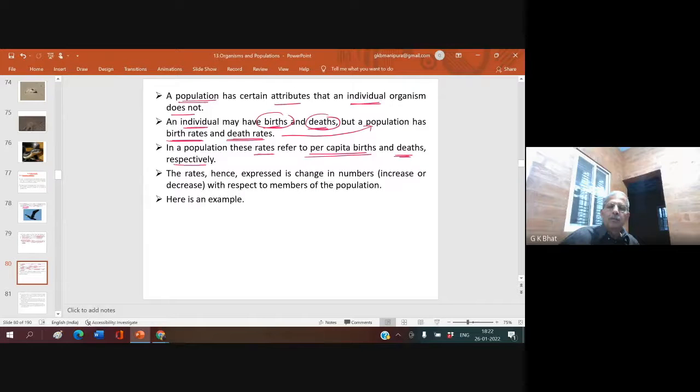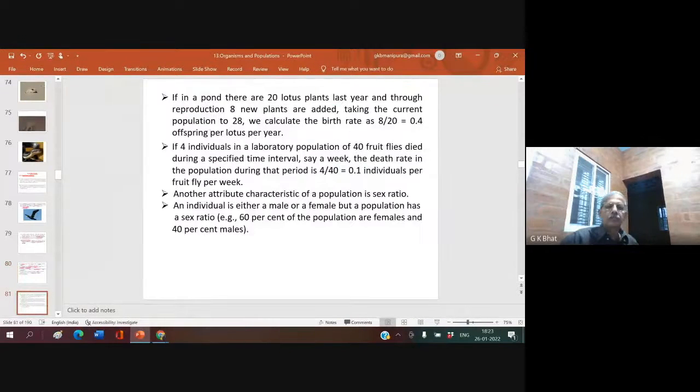What is this per capita birth, per capita death? We shall study. The rates, hence, are expressed as change in the number, increase or decrease, with respect to members of the population. So always remember birth rate and death rate always refer to change in the numbers with respect to the members of the population. Now let us look at an example. Listen to me very carefully. If in a pond there are 20 lotus plants last year, and through reproduction 8 new plants are added, taking the current population to 28. It was earlier 20, 8 plants are added, and now it has become 28.